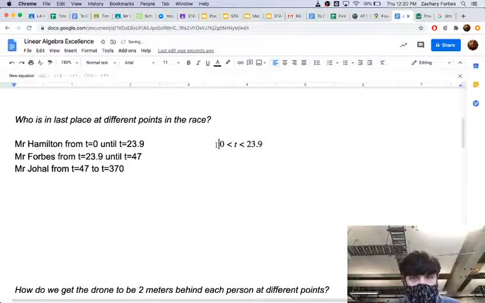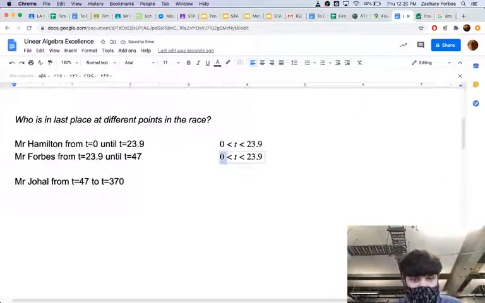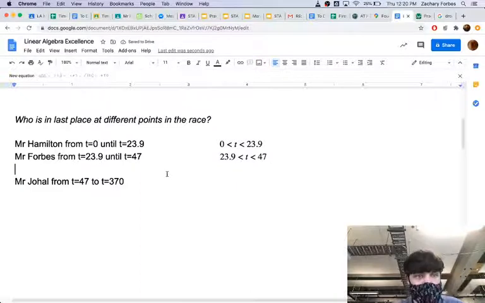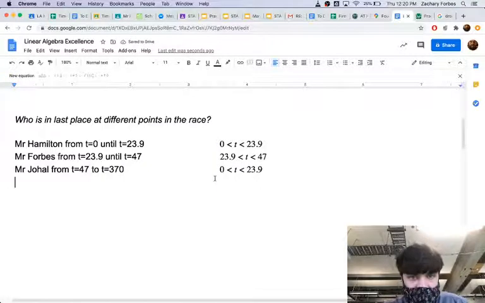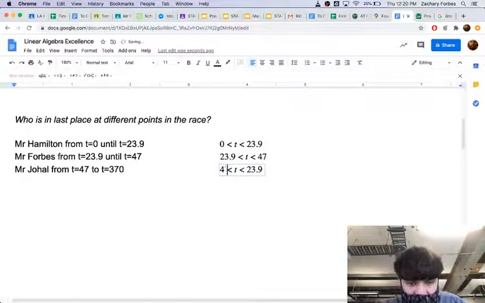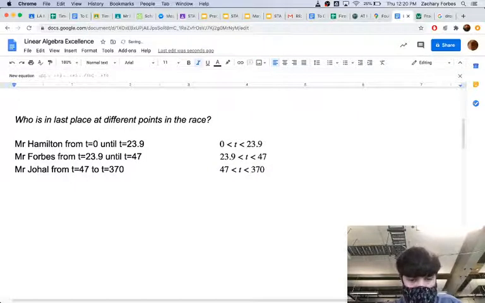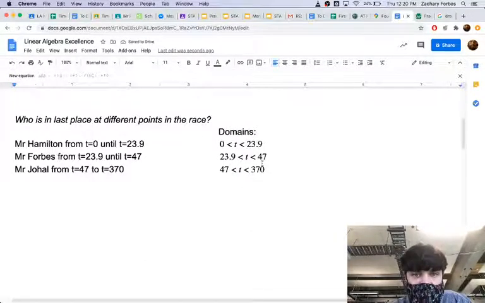So for this one, I'm going to do a little cheat. I'm going to grab that and paste it down there, and I'm just going to change out these things. So it's from 23.9 up until 47 is when the drone will be following me because I will be in last place. And then finally from 47 until the end of the race, the drone will be following Mr. Jahal. So this is how we write out domains. These are domains. So it's between these values that the drone's following.